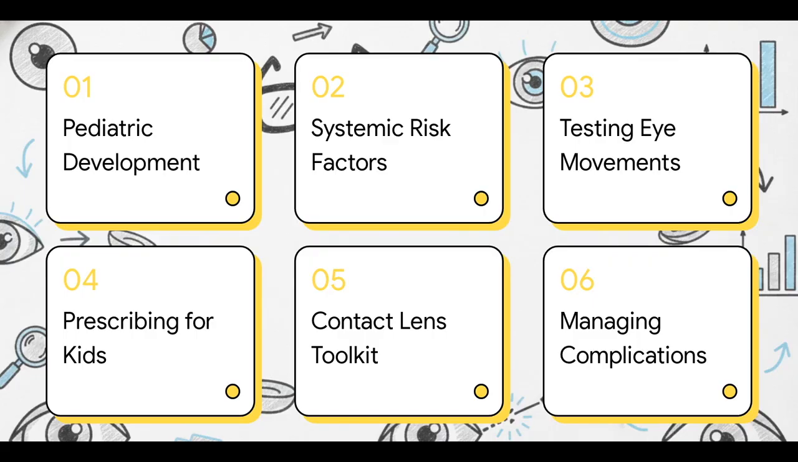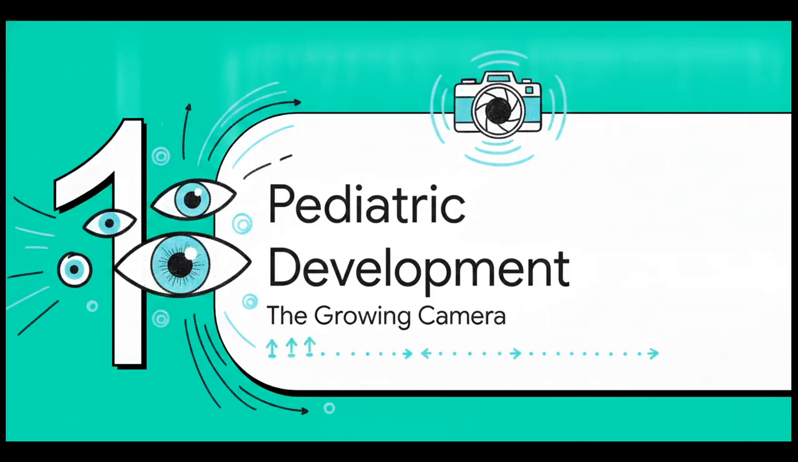Here is our visual roadmap for today. We've got pediatric visual development, systemic and vision risk factors, testing eye movements, prescribing for children, the contact lens toolkit, and finally, managing lens complications. Section 1, Pediatric Visual Development, the growing camera.